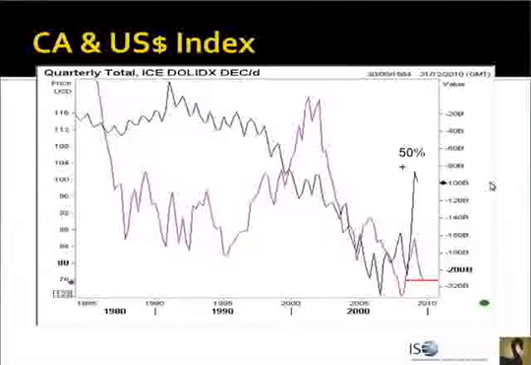Well, again, we saw a 50% improvement in the U.S. current account, and the U.S. dollar is actually above its all-time low. So there goes that theory right out the window, number one, and I want to make that key point.